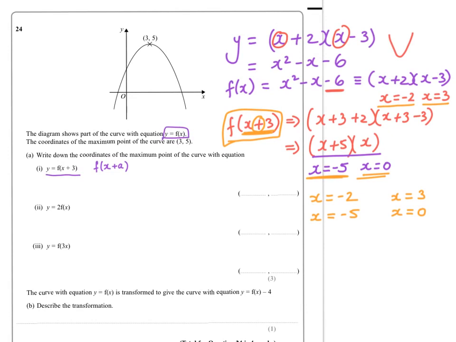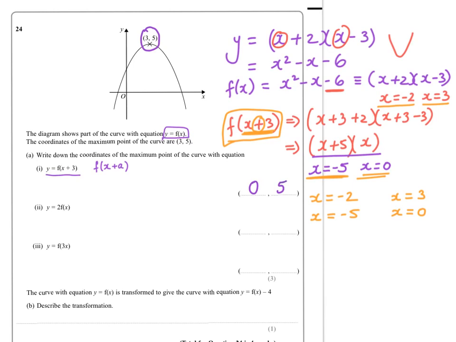In this question, we're just going to say that for the maximum point, 3, 5, all that's going to change is the x value is going to become 3 less, so 0, and the y value is going to stay the same.